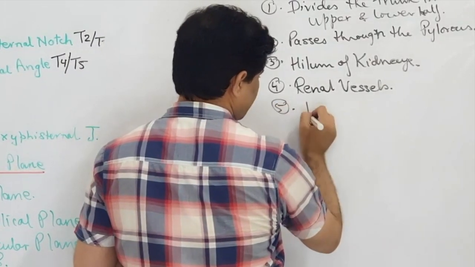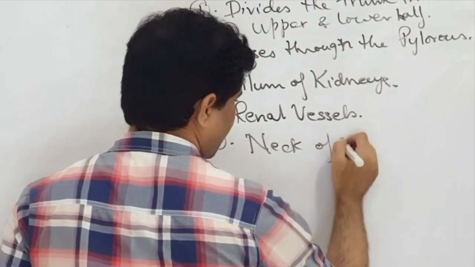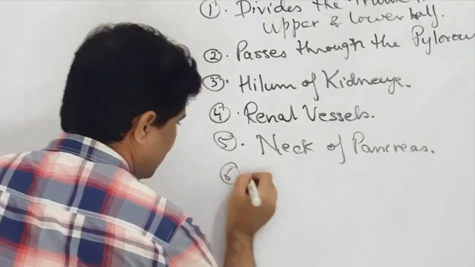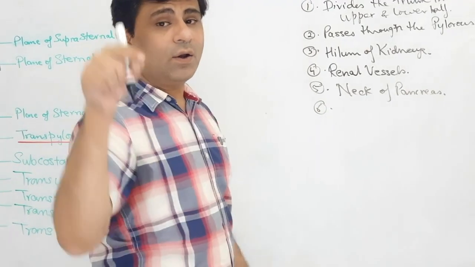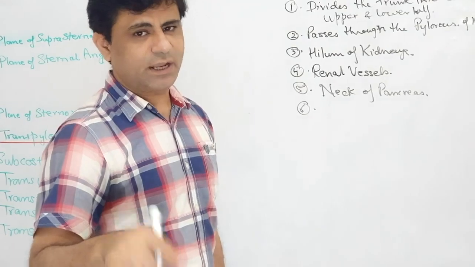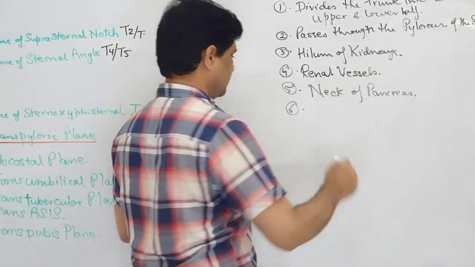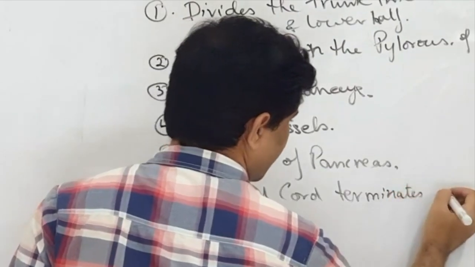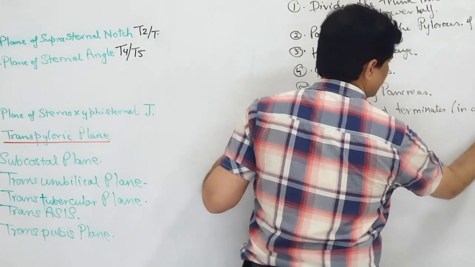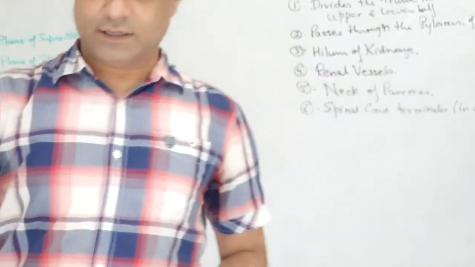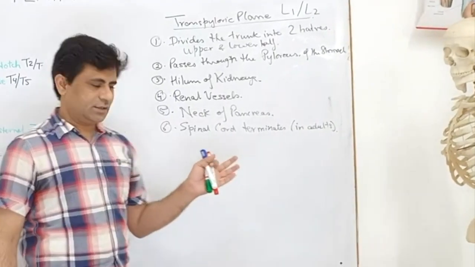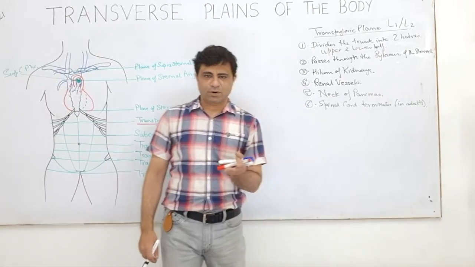Then you will find the neck of the pancreas at this level. And remember that the spinal cord terminates at the lower border of L1. So the spinal cord terminates here in adults. It is in adults that the lower end of the spinal cord, that is the conus medullaris, reaches the level of the lower border of L1.